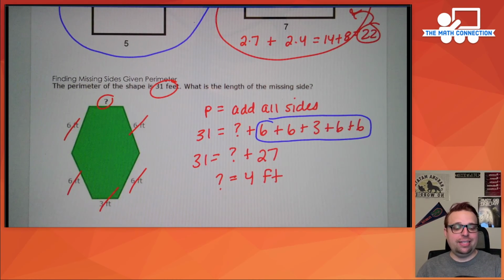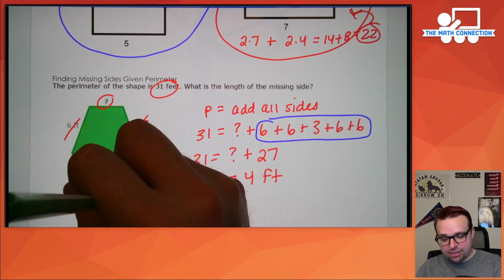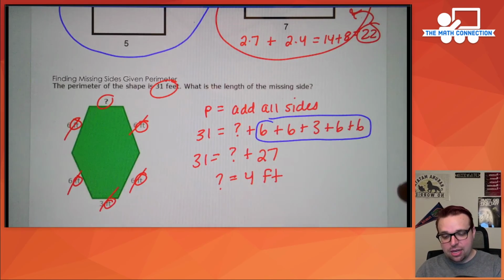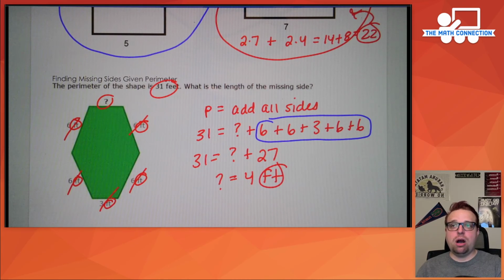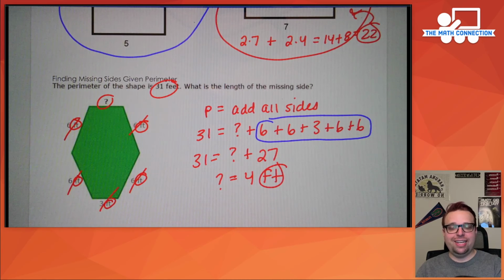I'm putting feet, and there's a reason why I'm putting that. All the other lengths of these sides here are in feet, so we also need to put our answer in feet. So the missing side is 4 feet. That is the answer to this question. Okay?